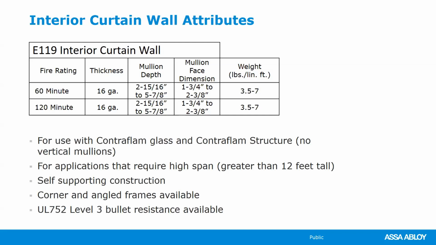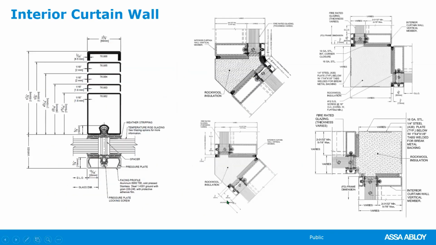And it still is a self-supporting construction. You still have corner and angled frames available. If you have an extremely large area, you may have to provide additional structural support, and that would probably want to be done by a professional engineer to ensure that you can keep the frame in place. You can do a level 3 ballistic product as well. You can see the profile here. It's a totally different construction than the frame we talked about before.